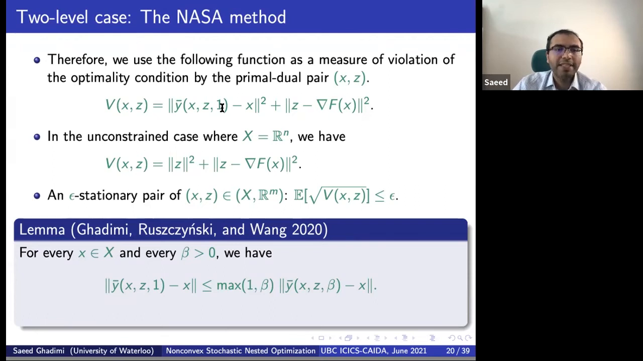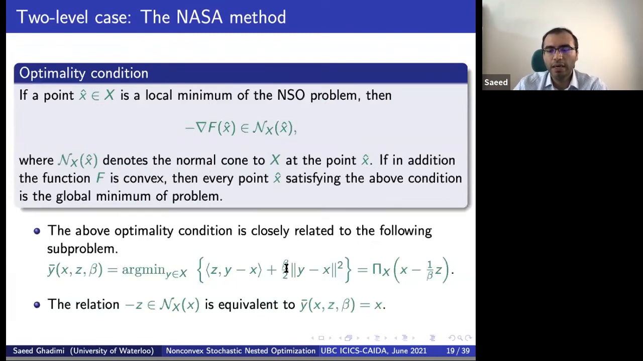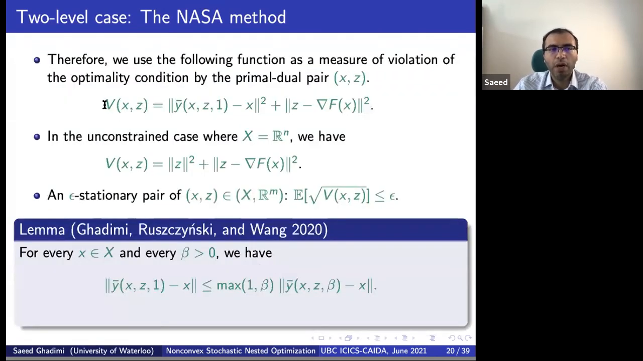In our subproblem, there is a step size beta, but in our optimality measure, we set beta equals 1. We can easily show that the difference between y bar and x, if beta is set to 1, is bounded by the max of 1 and beta times this difference when beta is just any positive number.